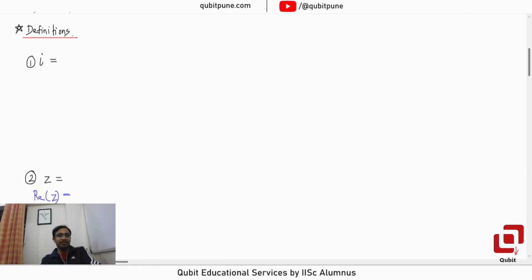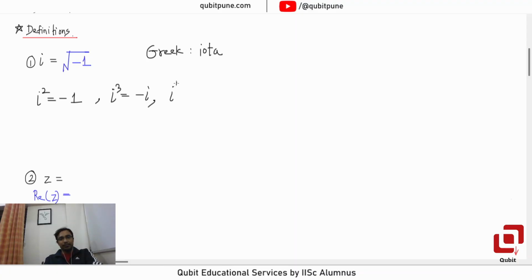The first definition is root of -1. We use the Greek alphabet iota to denote that root. While pronouncing, I will just say i, but it's actually a Greek letter iota, just like alpha, beta, gamma, delta. So by definition, i squared becomes -1, i cubed becomes -i, and i raised to 4 becomes 1.